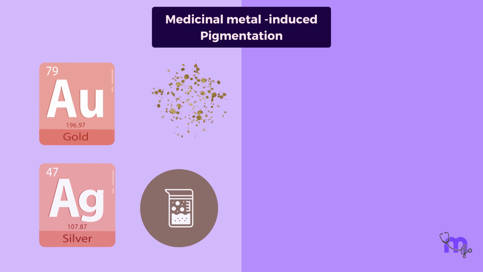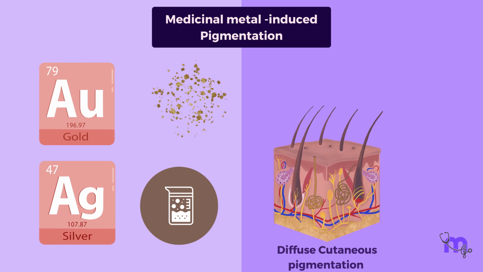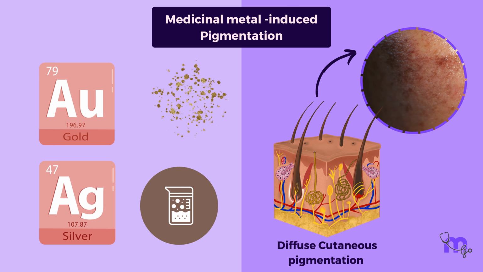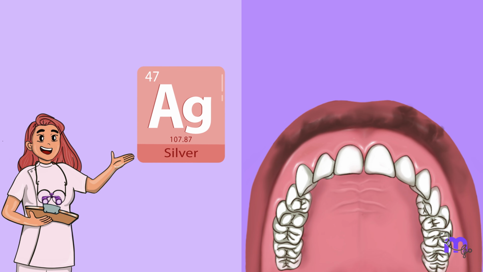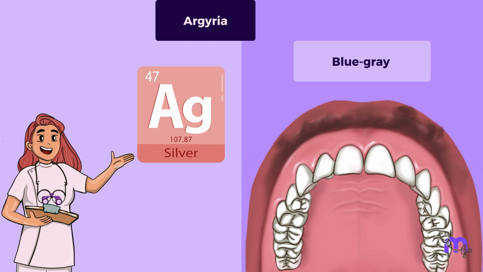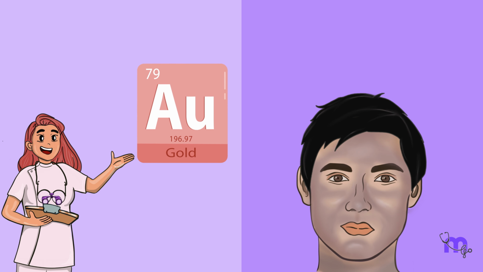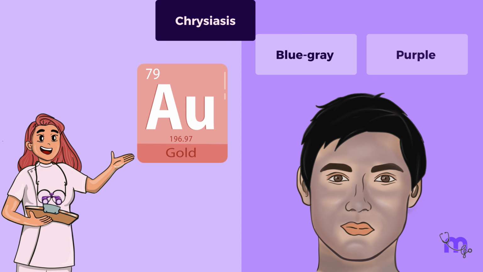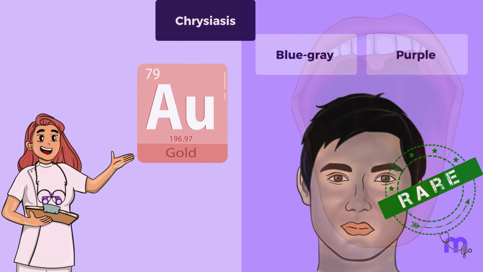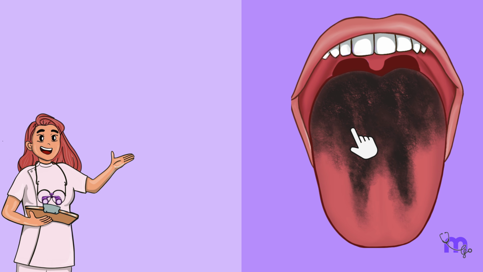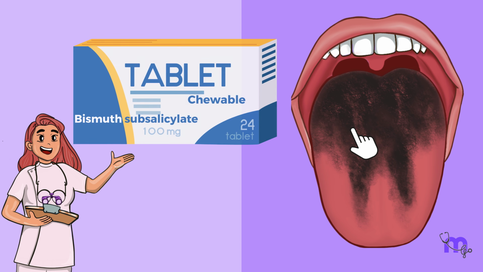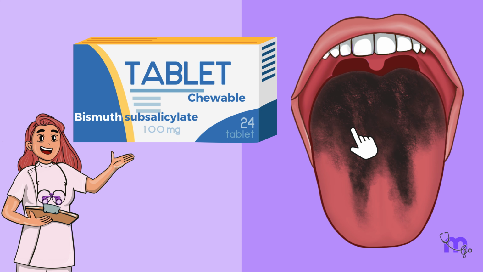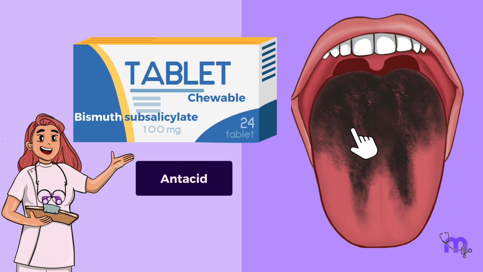Gold and colloidal silver have both been associated with diffuse cutaneous pigmentation. Silver causes a generalized blue-gray discoloration called argyria. Gold-induced pigmentation may appear blue-gray or purple, termed chrysiasis. Oral lesions from gold are rarely observed. Generalized black pigmentation of the tongue has been linked to the chewing of bismuth subsalicylate tablets, a commonly used antacid.